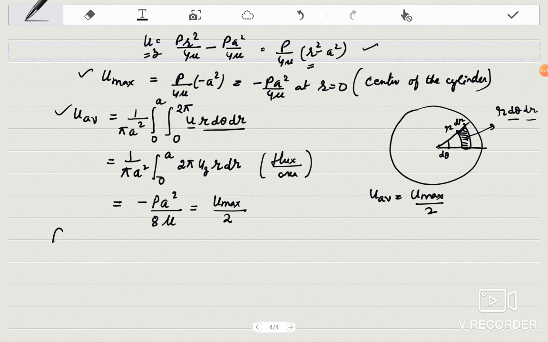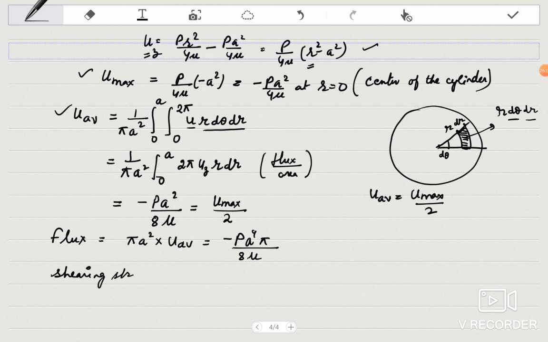Right? Now if you want to find what is flux, you just multiply pi a square into U average. So it is minus P a4 pi upon 8 mu. Again you may get the relation between flux and U maximum. So it is flux.